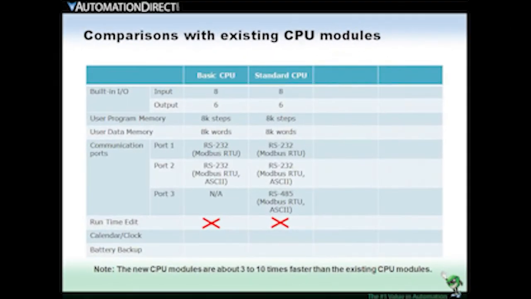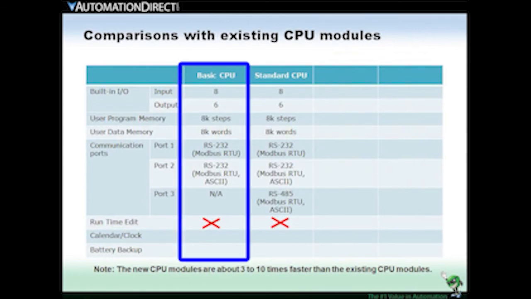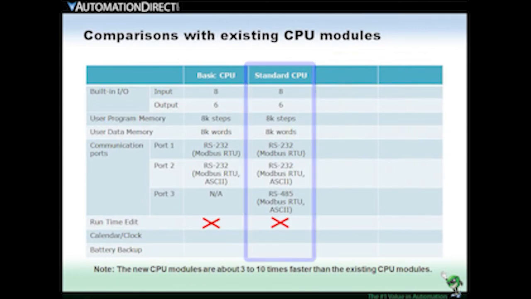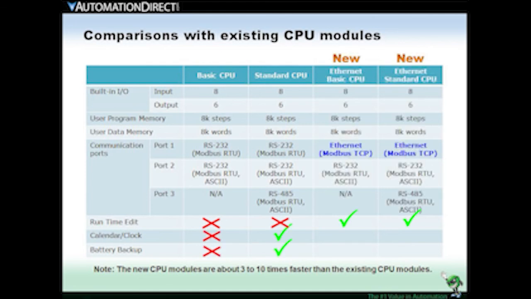And finally, one of the things that differentiated the basic and standard CPUs was that the basic CPUs didn't have clock calendar or battery backup. In the new Ethernet CPUs, the clock calendar and battery backup are included in the basic modules. So the only real difference between the basic and the standard modules on the Ethernet Click CPUs is the addition of a serial port.